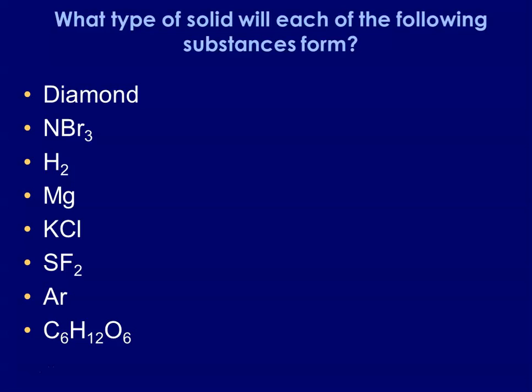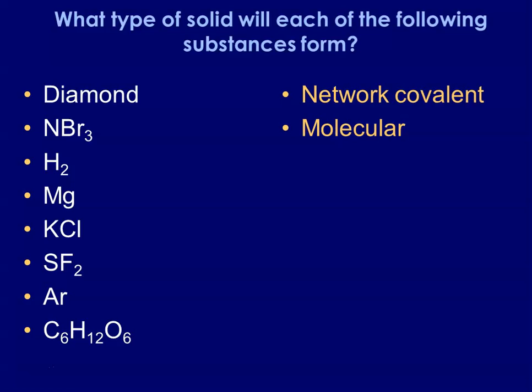So the first question I have for you is, what type of solid will each of these form? Diamond is going to be made of carbon covalently bonded to one another, so that's network covalent. NBr3 is nonmetals that are coming together, and that's going to be a polar molecule because the nitrogen will have a lone electron pair if you draw it out. It's a molecular substance, a molecular solid. Hydrogen is also a molecular solid because it is the same element, but there are two atoms bonded together.